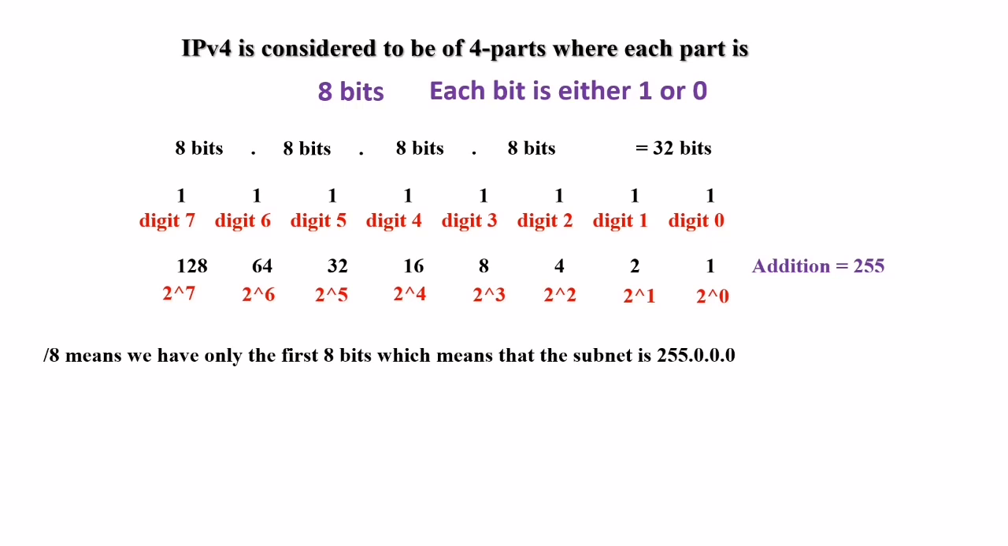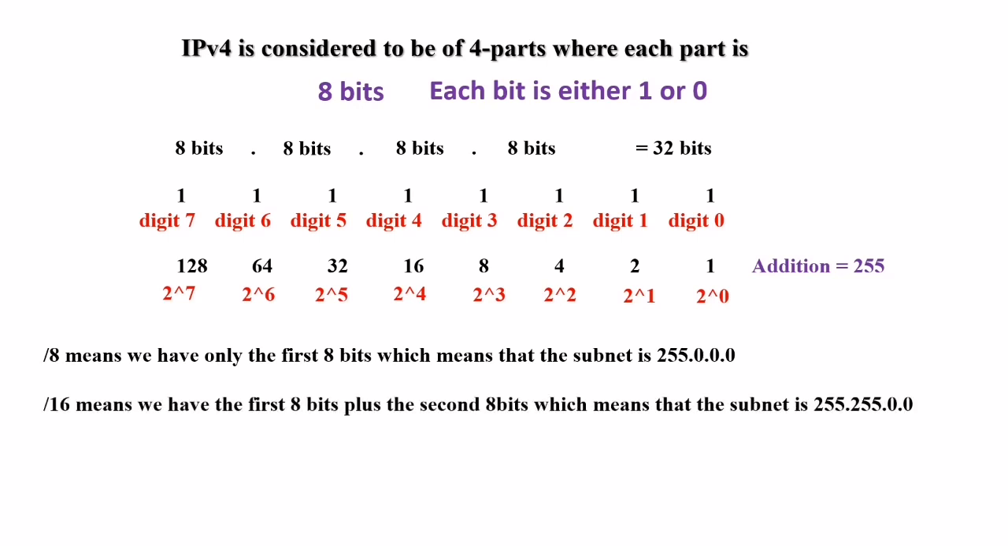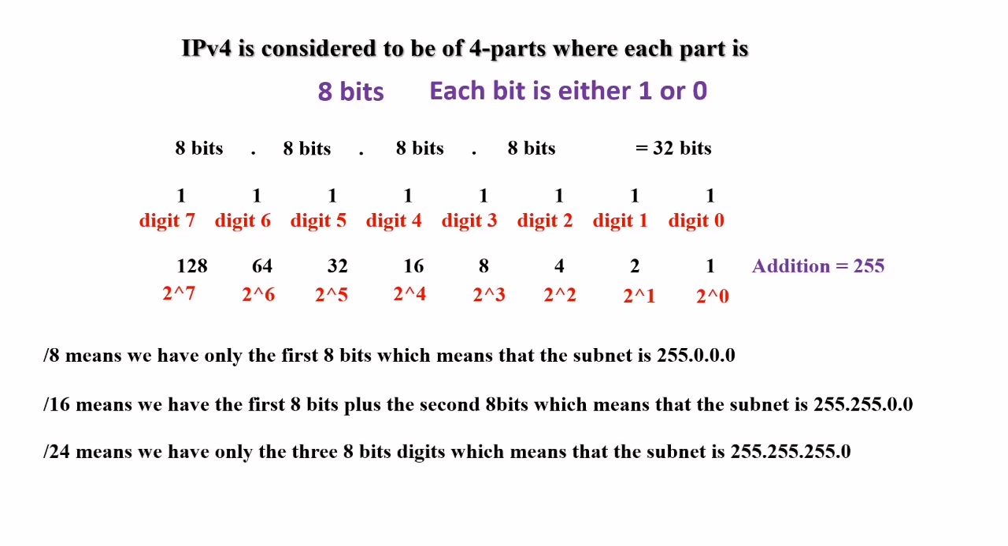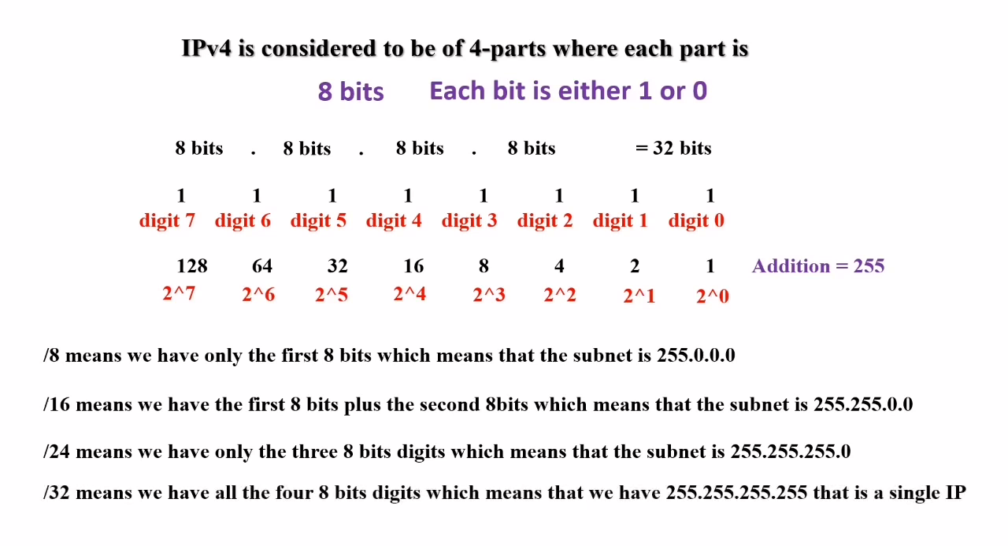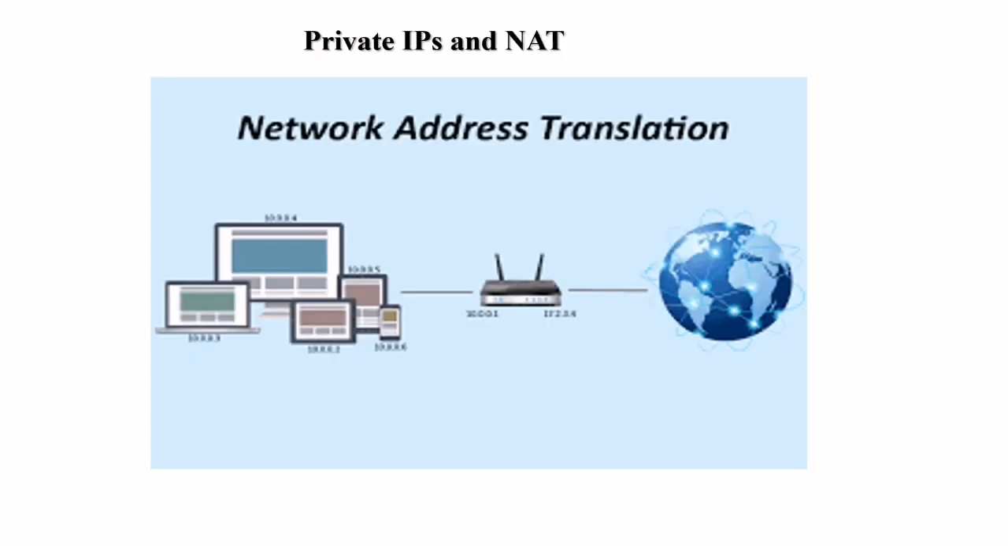Now, when we say we have /8, it means that we have the first 8 bits of the 4 parts, which means the first part only. When we say we have /16, it means that we have the first 2 parts of the 4 parts, and /24 the first 3 parts, and /32 is considered to be all the parts, which means a single IP address. The IP addresses may be public IPs or private IPs.